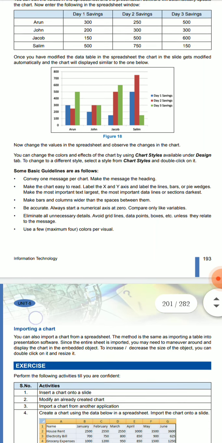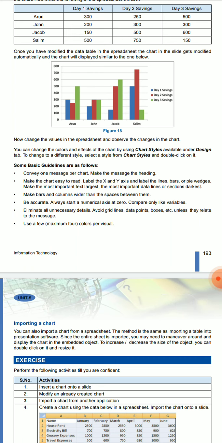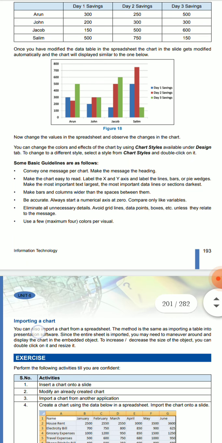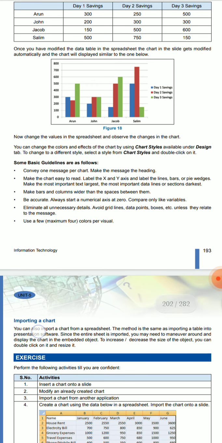Some basic guidelines are as follows. Convey one message per chart. Make the message the heading. So the basic ideas that you need to take is you convey a single message using a single chart. Keep the message as the heading, like it's a population comparison or GDP comparison, or something of that sort. So you keep that as a heading.